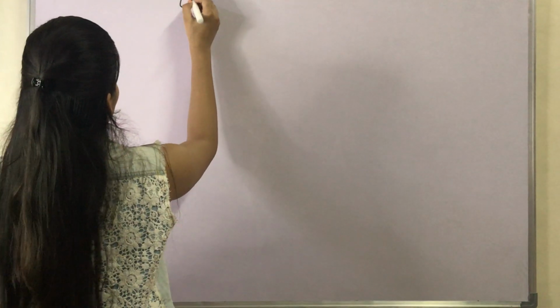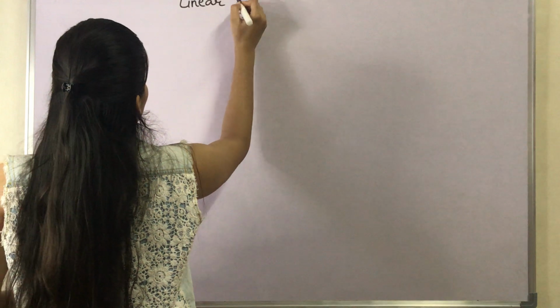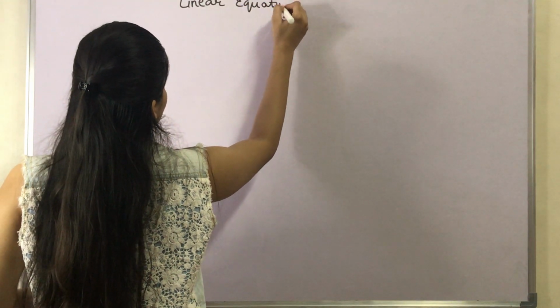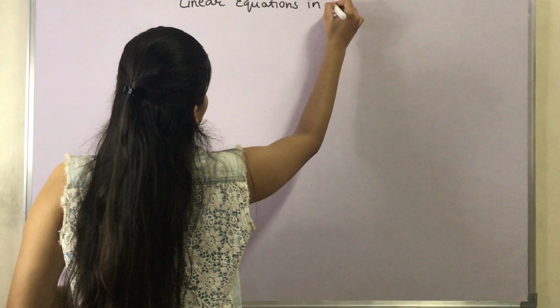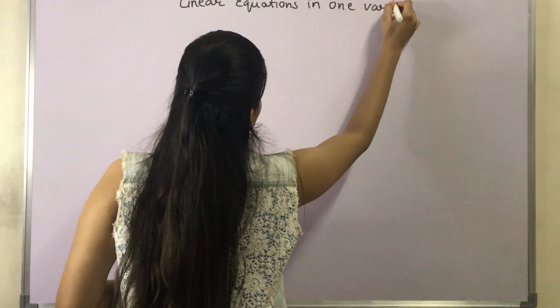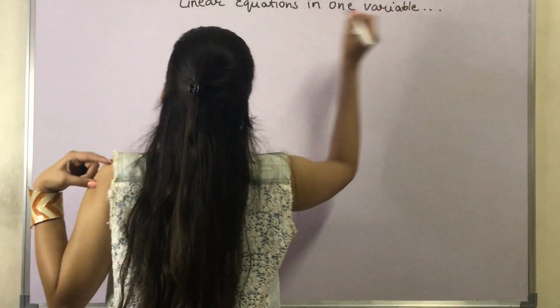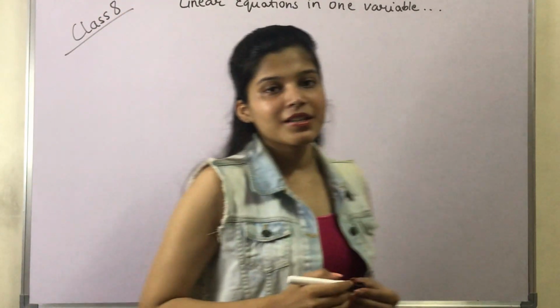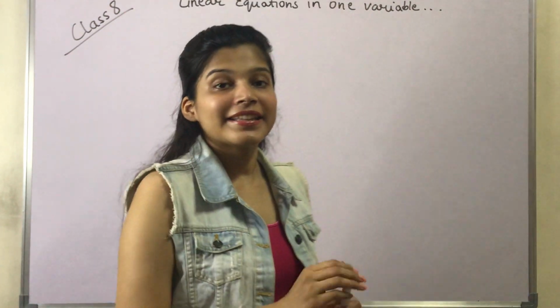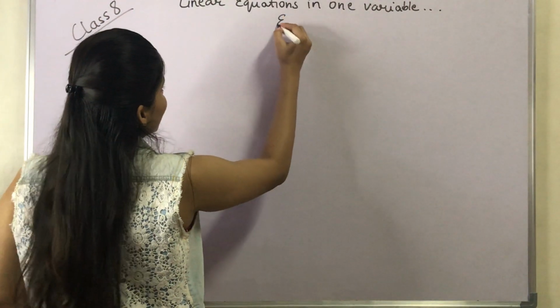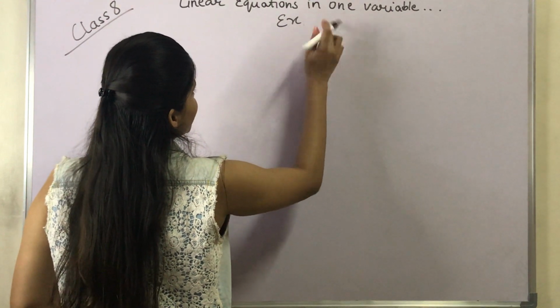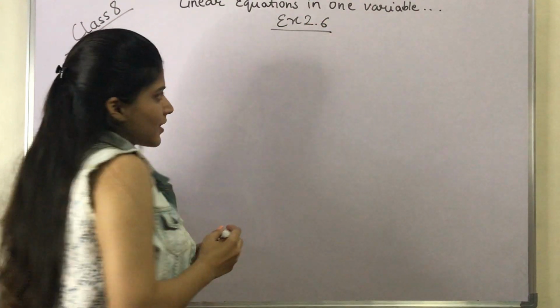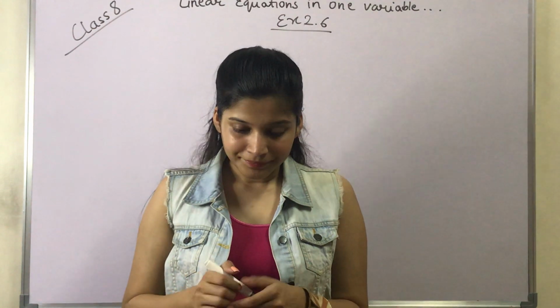So as we all know, we were on chapter number 2 of class 8. The name of the chapter was Linear Equations in One Variable. We have already done 5 exercises of this chapter, exercise 1, 2, 3, 4, 5, and in this video we will be starting with the last exercise of this chapter, which is 2.6.